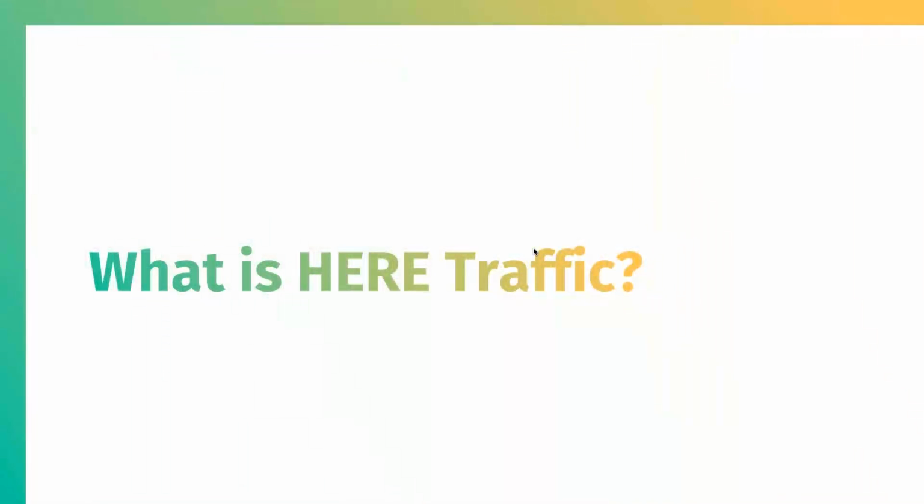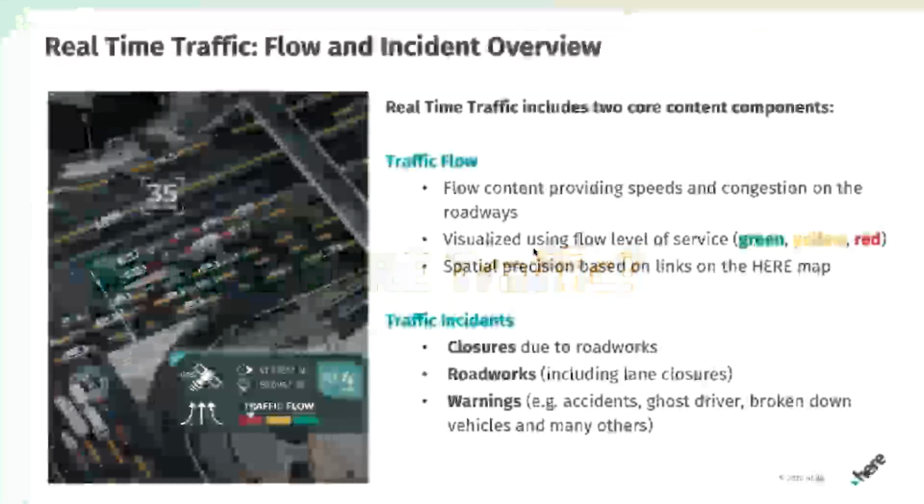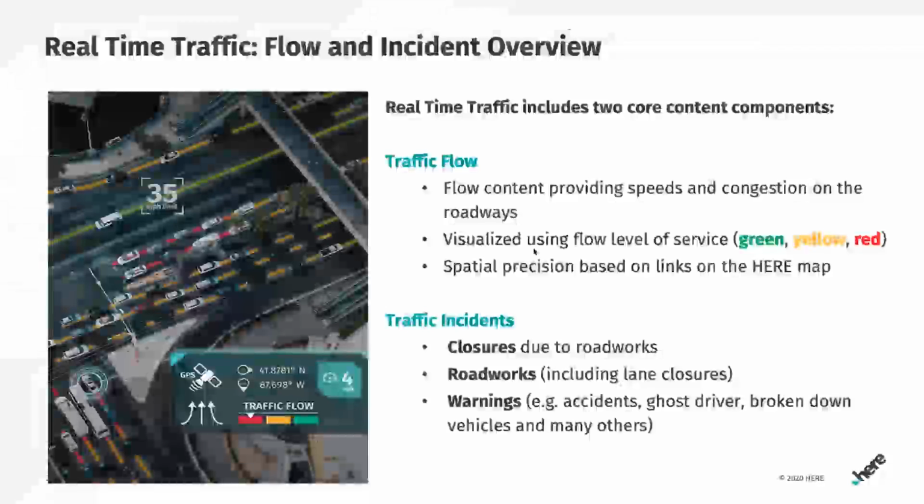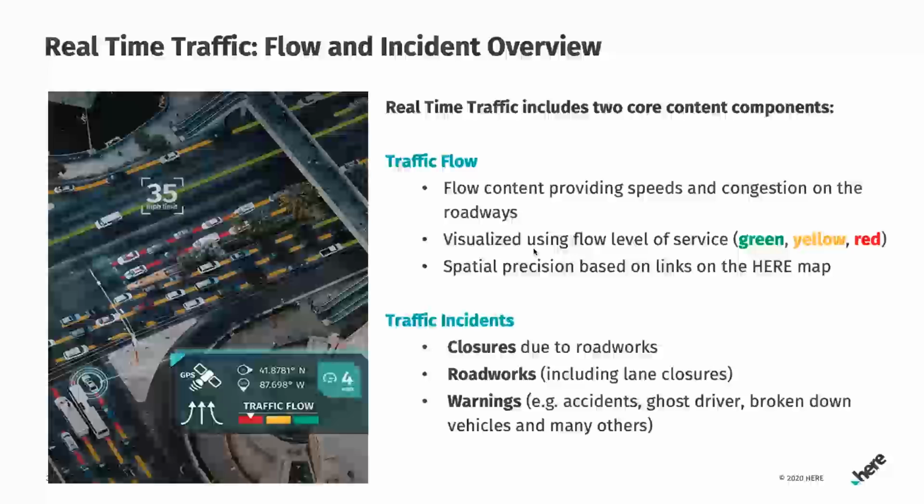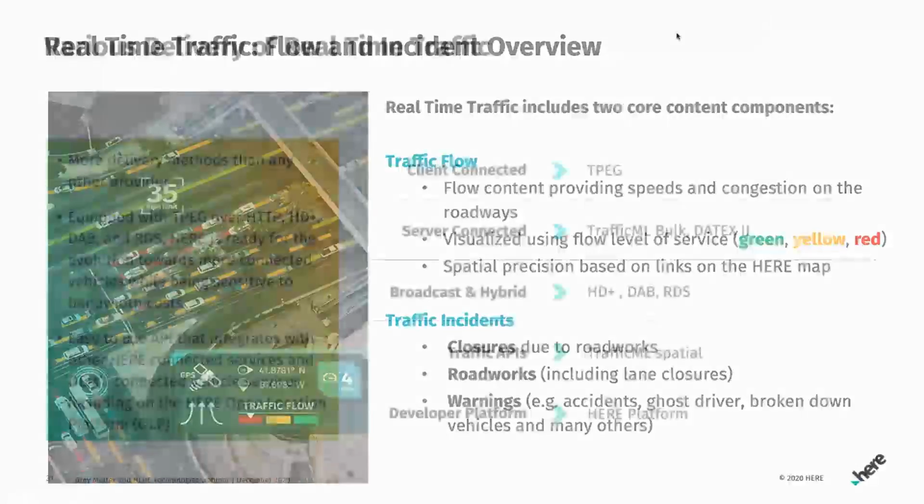Let me present another important component of Here product portfolio, which is Here traffic. What is Here traffic? Here traffic contains two main components. First, real-time traffic, which is flow and incident overview, and historical traffic. Let me quickly go through a couple of slides related to real-time traffic, because our main purpose today will be historical traffic.